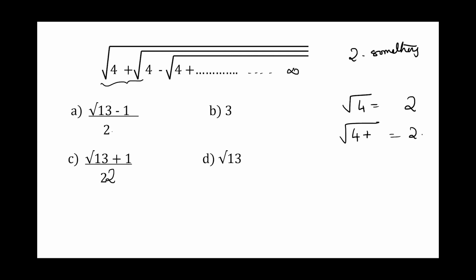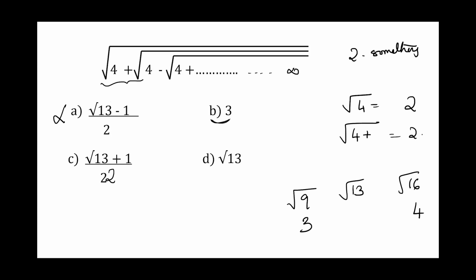Root 13 minus 1 by 2. Now root 13 is what? It lies between root 9 and root 16. So can I say it lies between 3 and 4? So it is 3 point something minus 1, which is 2 point something, divided by 2. So you get the answer as 1 point something, which cannot be your answer. We are looking for 2 point something.